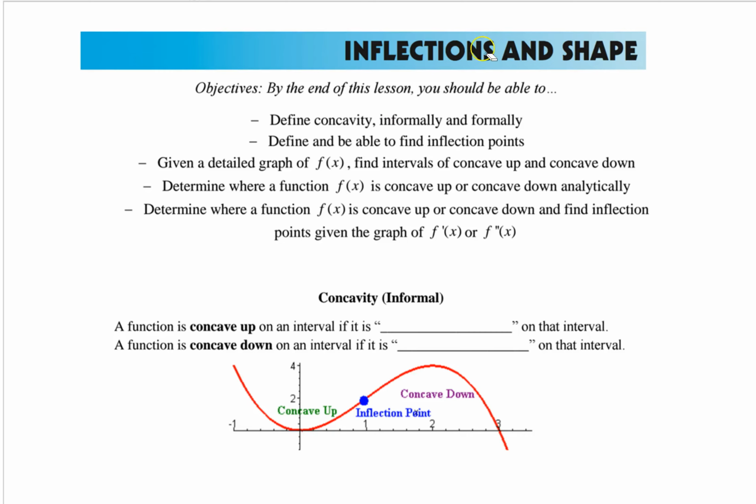Inflections in shape. So here are the objectives for today's lesson. The main idea being, by the end of this lesson, you should understand what concavity means and what an inflection point is, and then how to find them, given either the function, the first derivative, or the second derivative. So let's get into it.